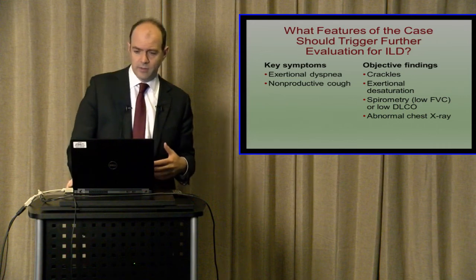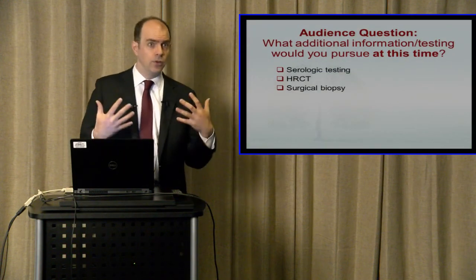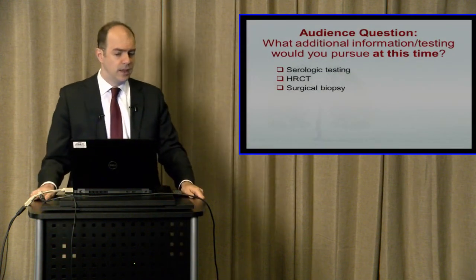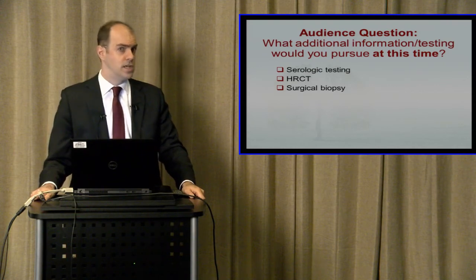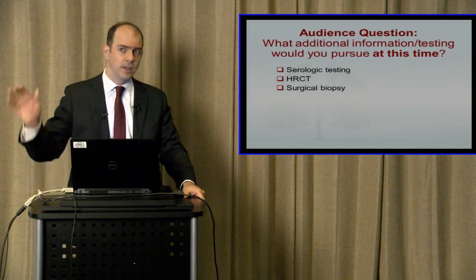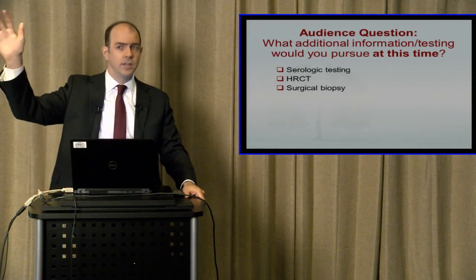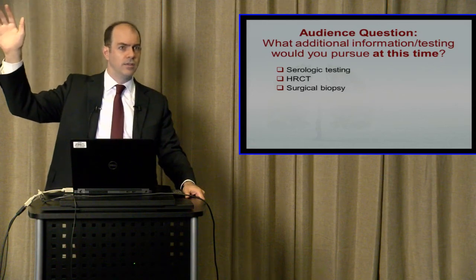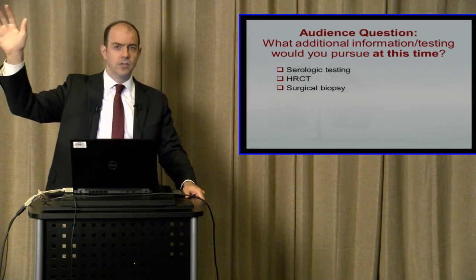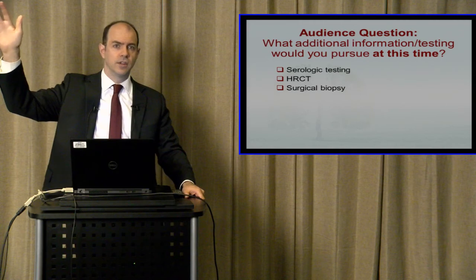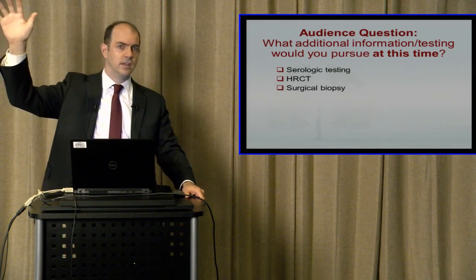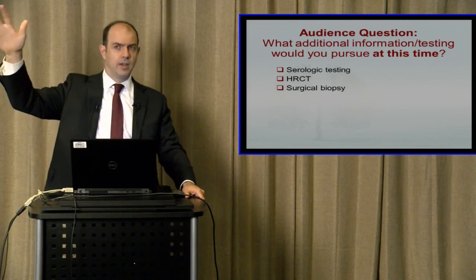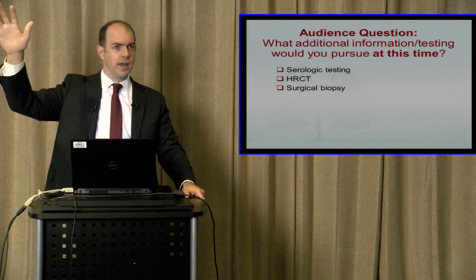interstitial lung disease. So at this point, if you think someone has ILD, and you can only choose one, which of these is probably the best next step? Would it be looking for autoimmune disease by checking serologies like an ANA or rheumatoid factor? Anyone favor that? How about a high-resolution CT scan of the chest to look for interstitial lung disease visually? A few people. And how about immediately moving to a surgical biopsy of the lung?